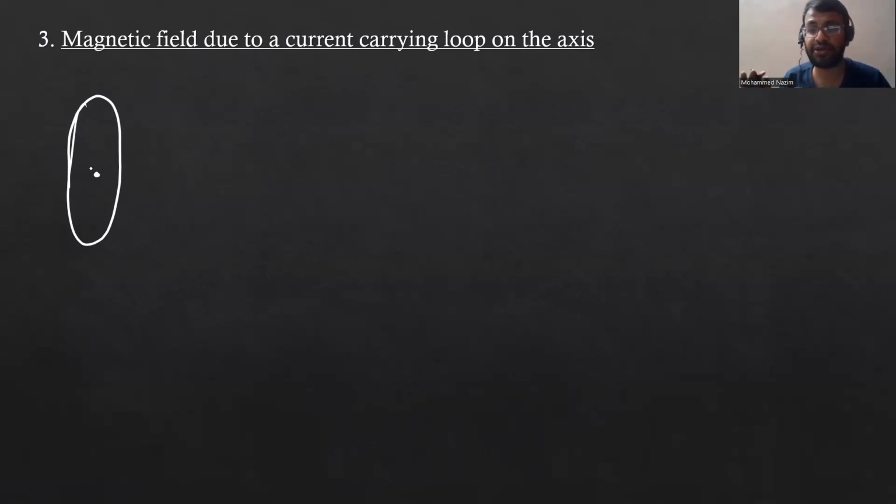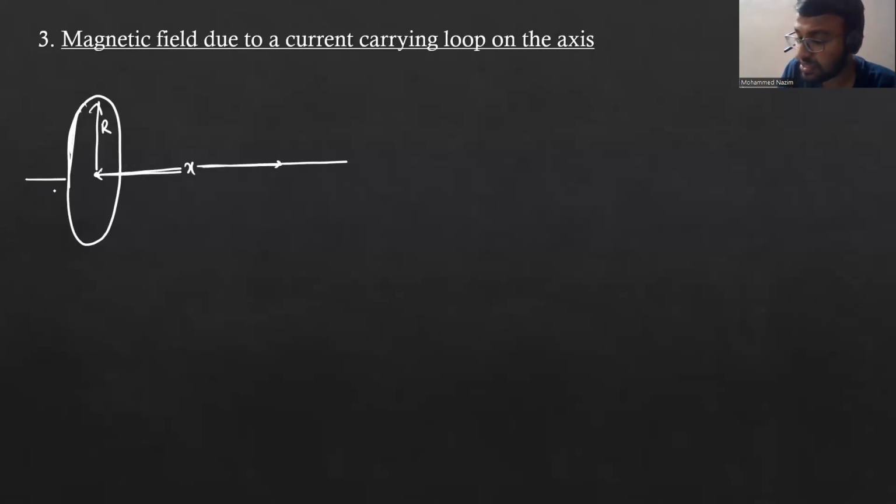Again, we have to use a common rule, that is the right-hand clasp rule. If there is an arc which is carrying current, you please use the right-hand clasp rule. The right-hand clasp rule is an easier way to calculate the direction of the magnetic field. Let us say this is the radius of the circular loop, R, and this is the axis of the wire. At a certain distance X from the center, at this point P, I need to calculate the magnetic field.